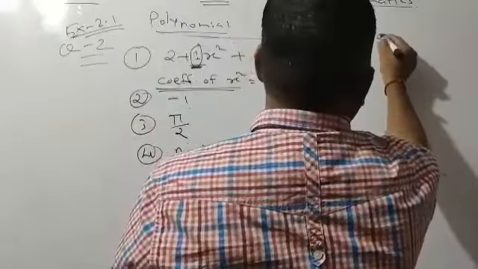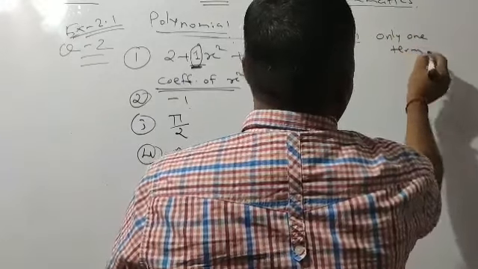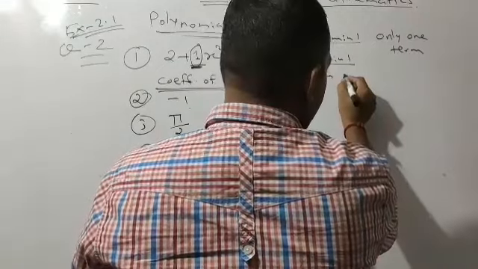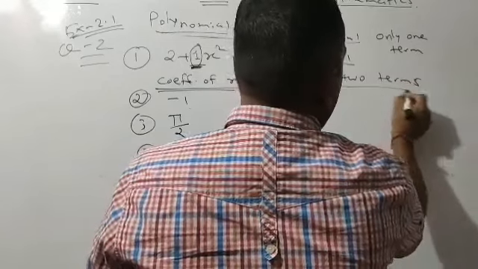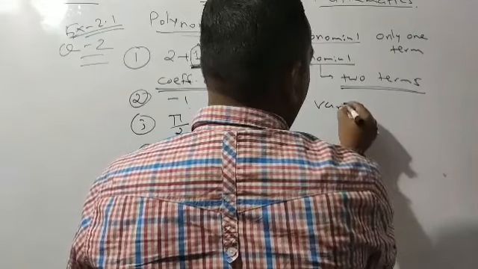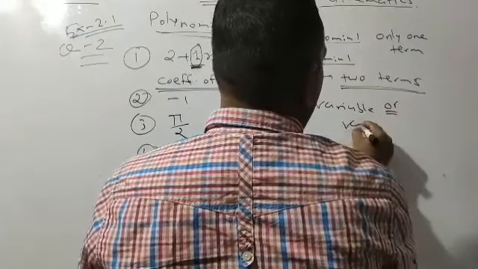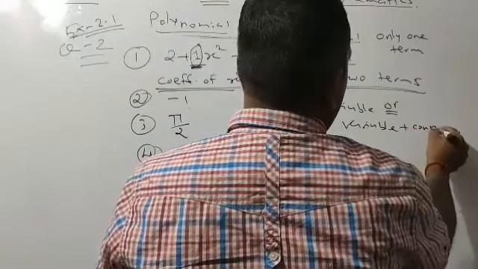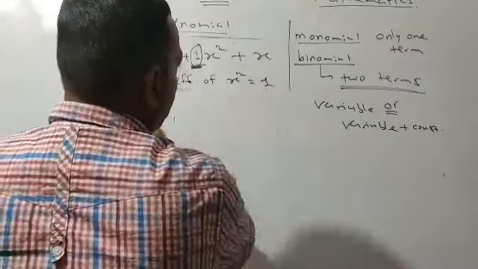Monomial means only one term. Binomial means exactly two terms. The terms may contain a combination of variable, or variable plus constant. It is up to you. Okay, we will discuss question number 3.